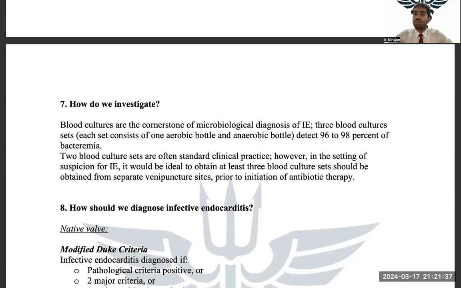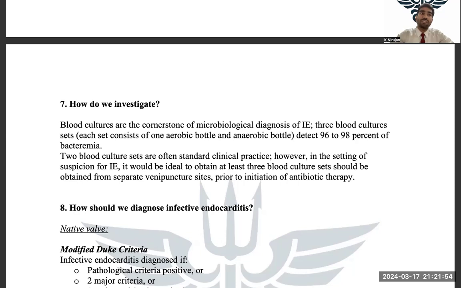Why don't we take 2 and why don't we take 4? Because 4 is just another puncture. That's not going to increase the sensitivity because it is already 96 to 98 percent. There's no point in taking 4 sets. It's an unnecessary waste of prick time and resource.